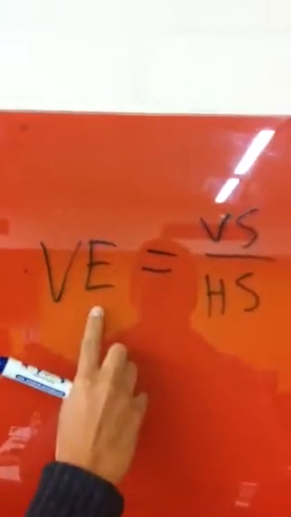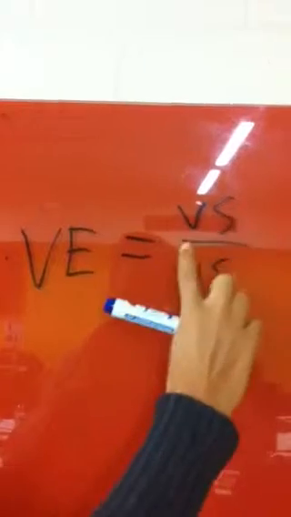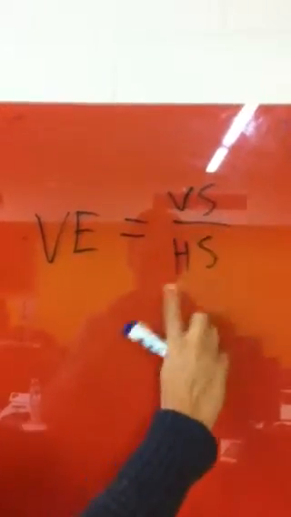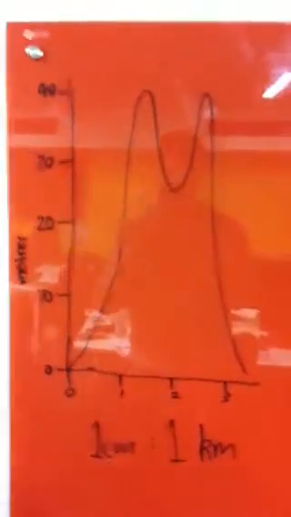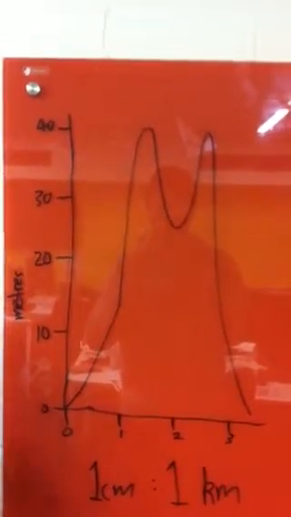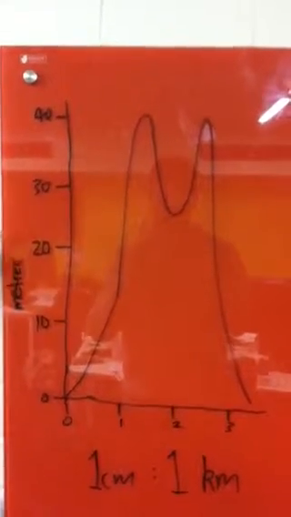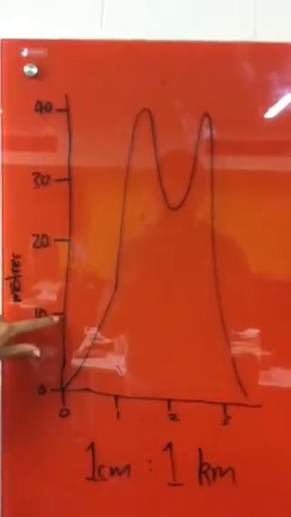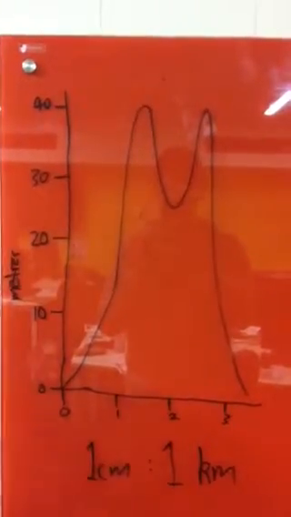So vertical exaggeration is determined by this formula. Vertical exaggeration equals vertical scale over horizontal scale. So the first thing we need to do is work out what the vertical scale and the horizontal scale are. So we'll start with the vertical scale. This, as we all know, is the vertical axis. So we know here that it's written in metres, so we're talking in metres, and these units represent 1 centimetre.